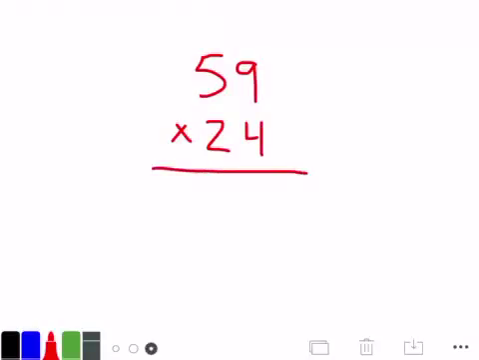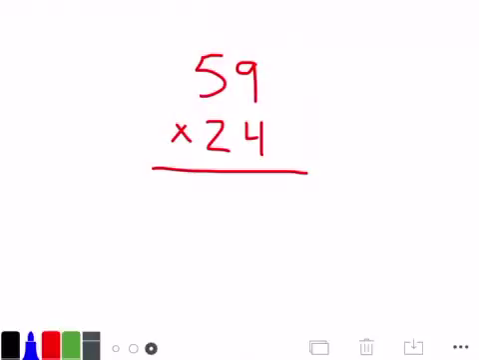I'm going to give you another one. See if you can solve this one. So pause the video once I give you the problem. Let's do 59 times 24. Hey, you can pause the video, try to work yours out on paper or on your slate with your marker, and when you come back to the video, I'll show you the answer and you can see if you're correct. So go ahead and pause it now and see if you can work it out.